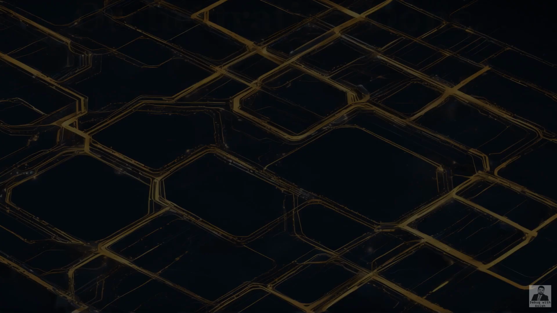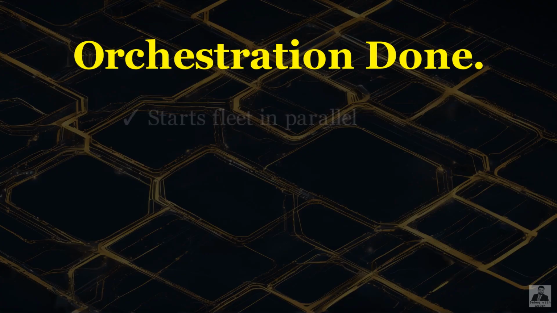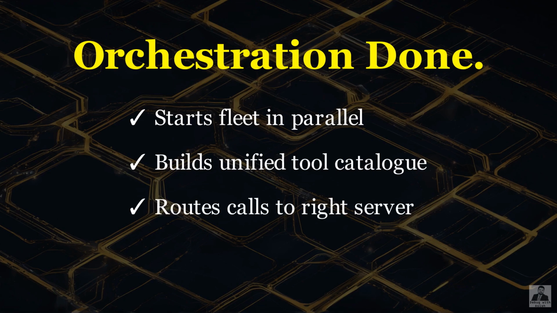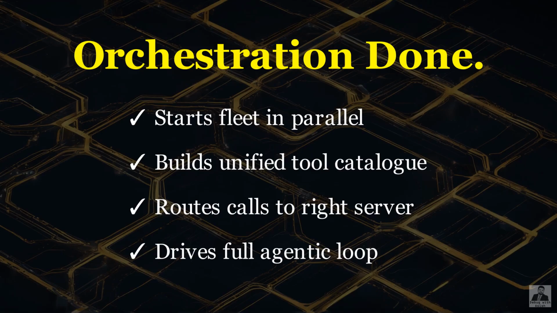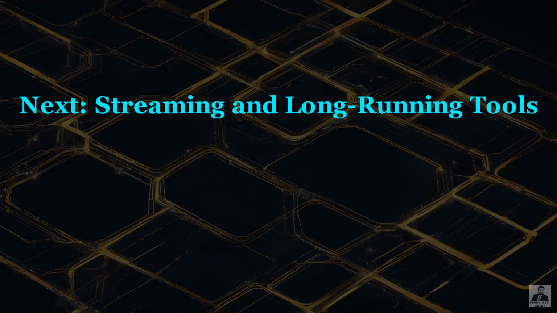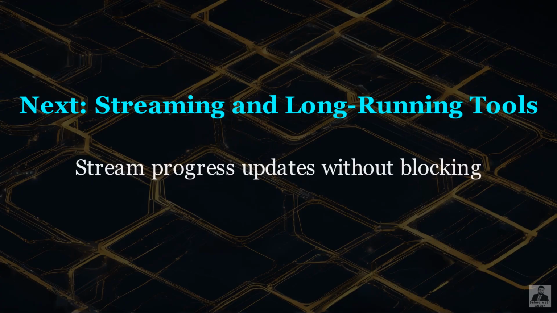You now have a multi-server orchestrator that starts an entire fleet in parallel, builds a unified prefix tool catalog, routes every call to the right server, and drives a complete agentic loop across all servers simultaneously. In the next episode, we tackle streaming and long-running tools. How to stream progress updates from a tool that takes minutes to complete without blocking the connection.